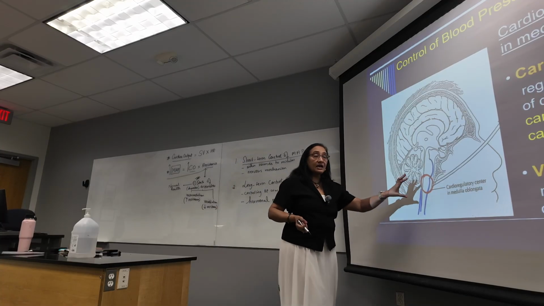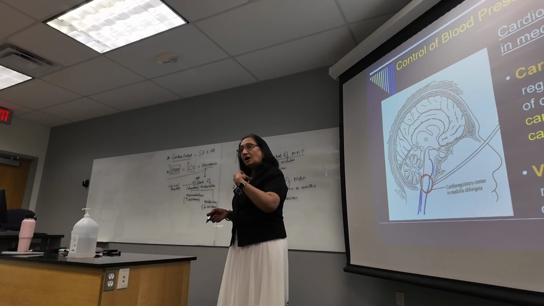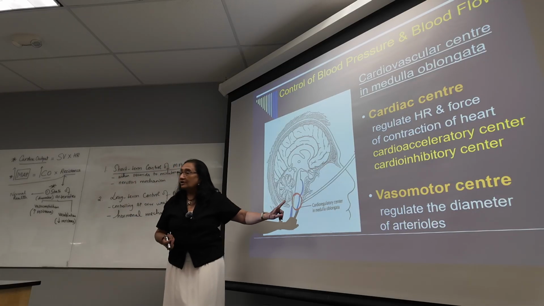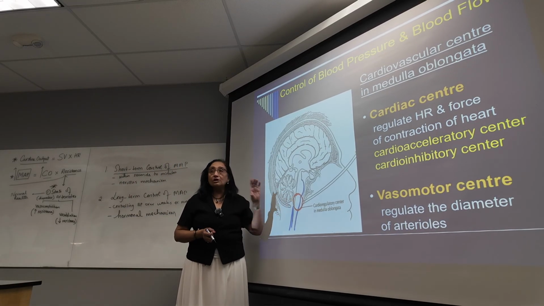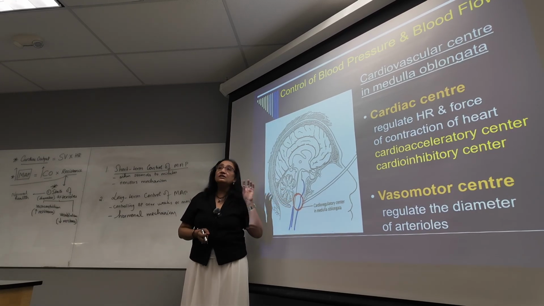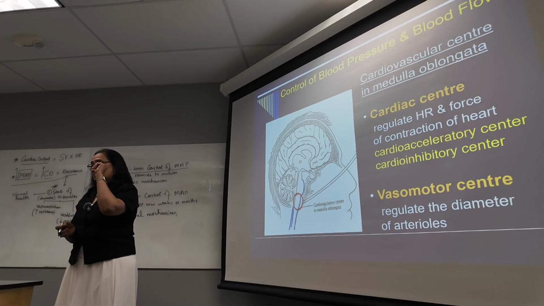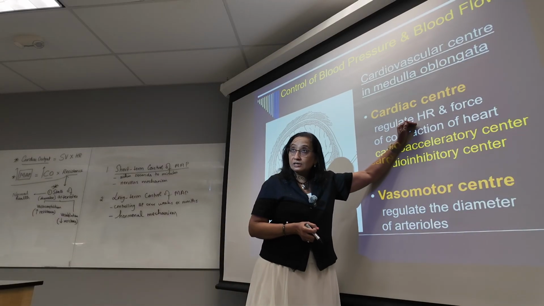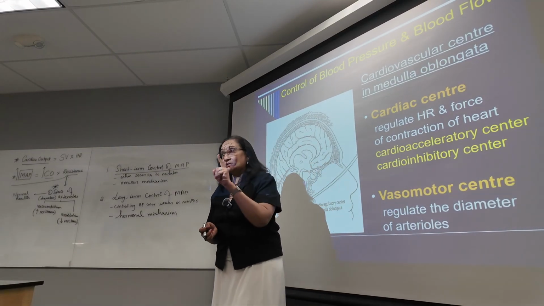So where exactly in the brain are the neurons that control your heart and your blood vessels? Where are they found? They are found in the brain stem, the medulla, specifically the medulla oblongata. This group of neurons that you find in the medulla can be divided into two small subdivisions. One group of neurons specifically controls your heart. One group of neurons controls your blood vessels.